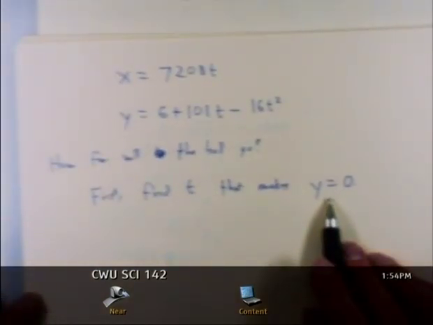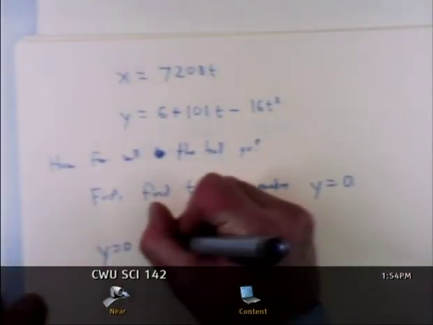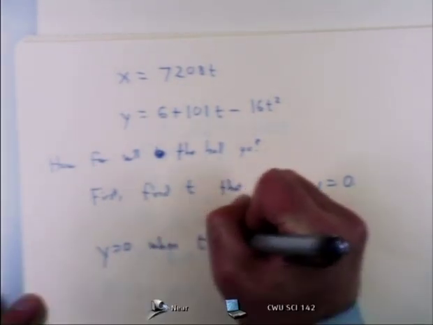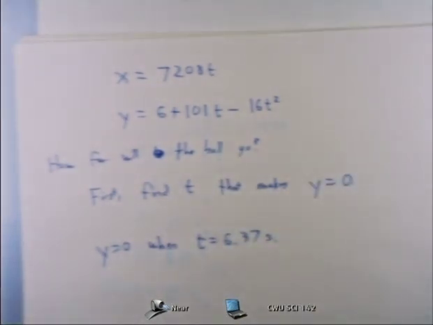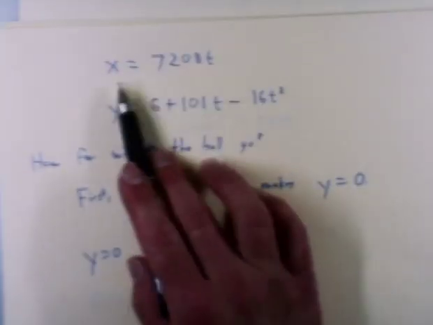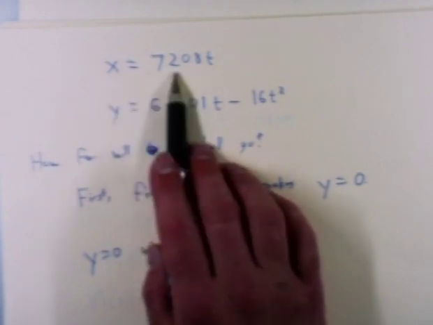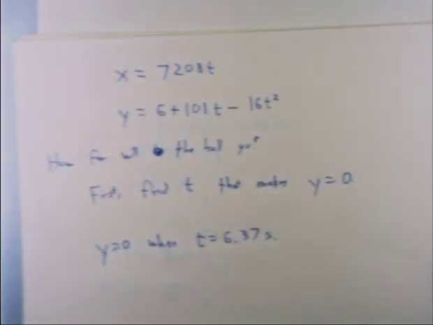Y equals 0. Remember, this is what we want to find. Y equals 0 when t equals 6.37 seconds. The ball he's throwing will be in the air for 6.37 seconds. That's a long time. We have a talented thrower in our gym. How far does the ball go in this time? Well, now this should be fairly easy. We can take our 6.37 seconds. We know that's how long it's in the air. We can plug it in. We know the distance it's gone at any time x is equal to 72.08 times time. And so if we multiply these, we should be fine.